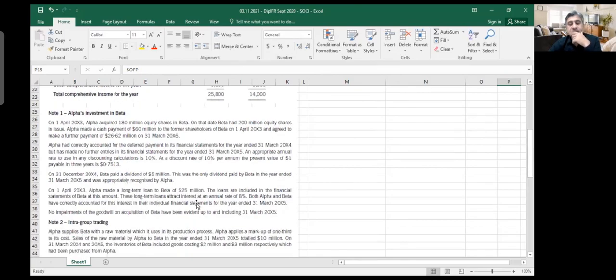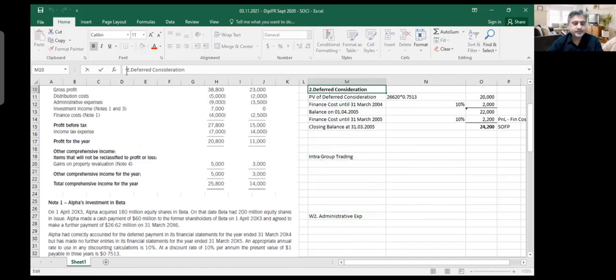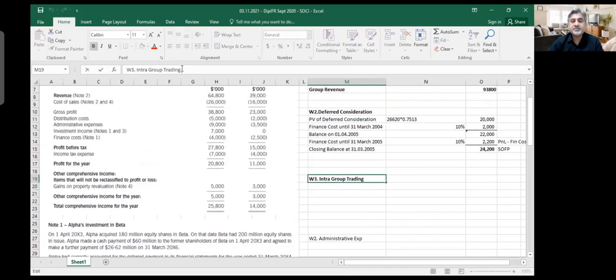Then you have this loan agreement of 25 million. Intra-group trading, let's calculate that as well. And administrative, I'm actually still going a little bit down, and I'll call this one working 2, and this one I will call working 3, intra-group trading. Whatever comes to mind immediately, intra-group sales were 10 million. Total profit, I don't need this actually. Let me call it unrealized profit, not intra-group trading.